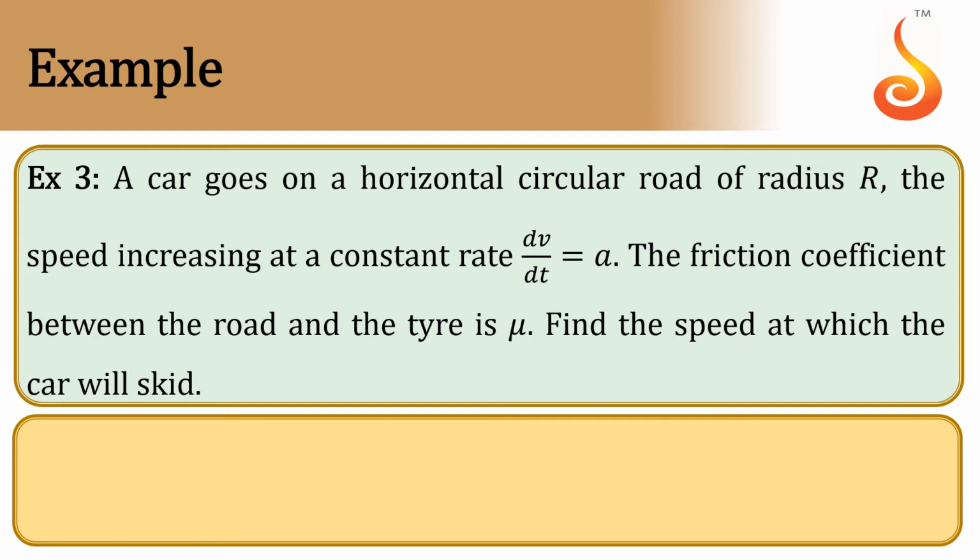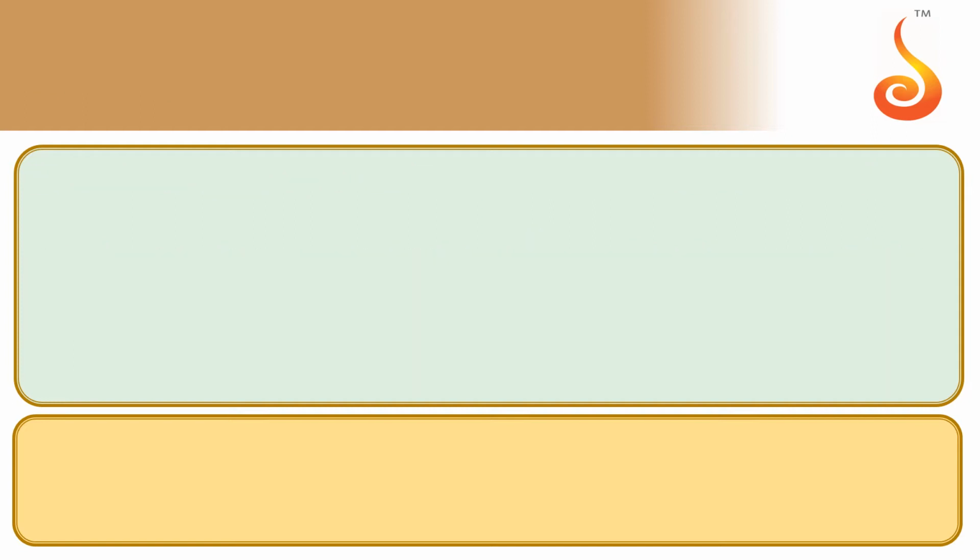Example 3. A car goes on a horizontal circular road of radius R. The speed increases at a constant rate, dv by dt is a. The friction coefficient between the road and the tire is mu. Find the speed at which the car will skid.